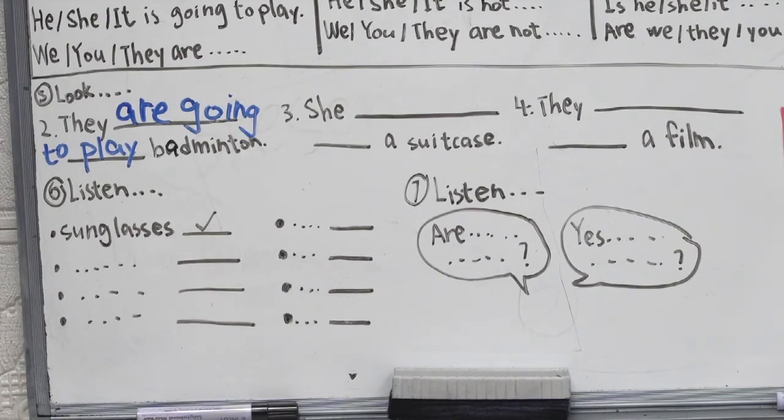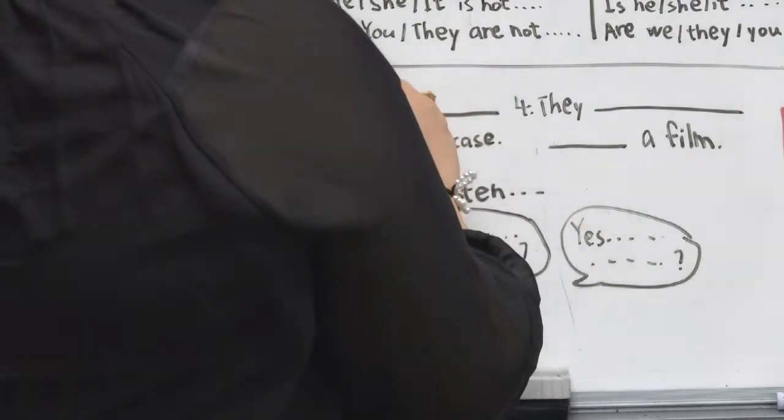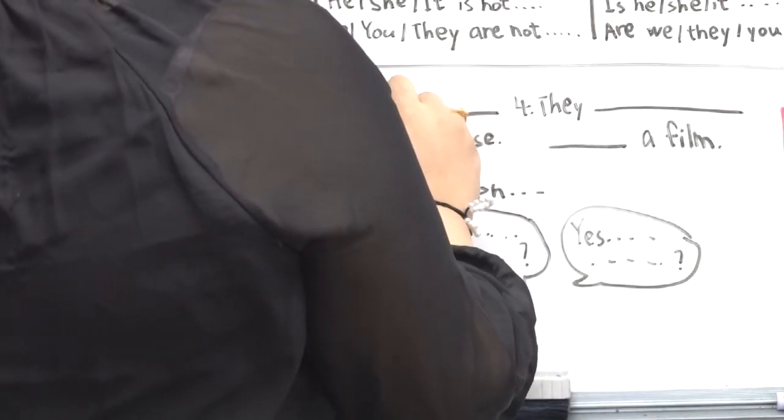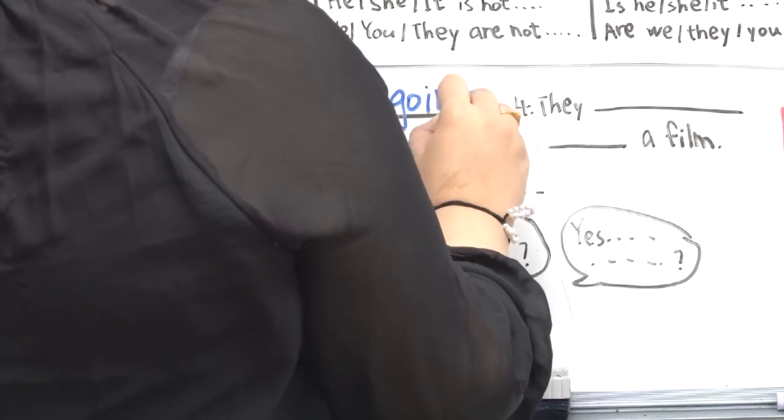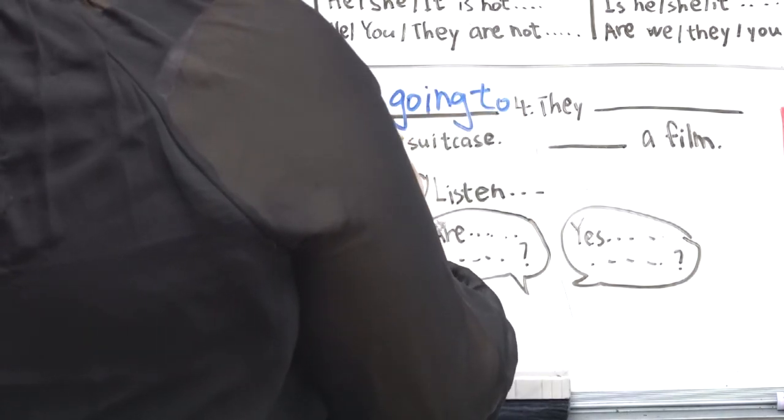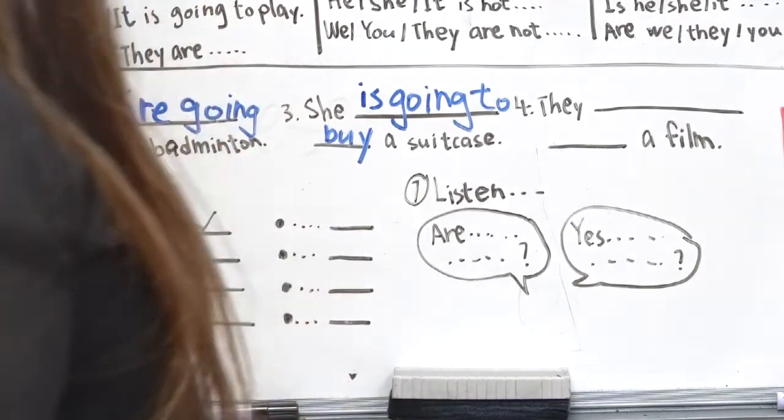Let's check our answers. 3. She space a suitcase. What do you see in the picture? A suitcase with a price tag, right? So basically she is going to buy a suitcase. Is, right? She is going to buy a suitcase. Right.